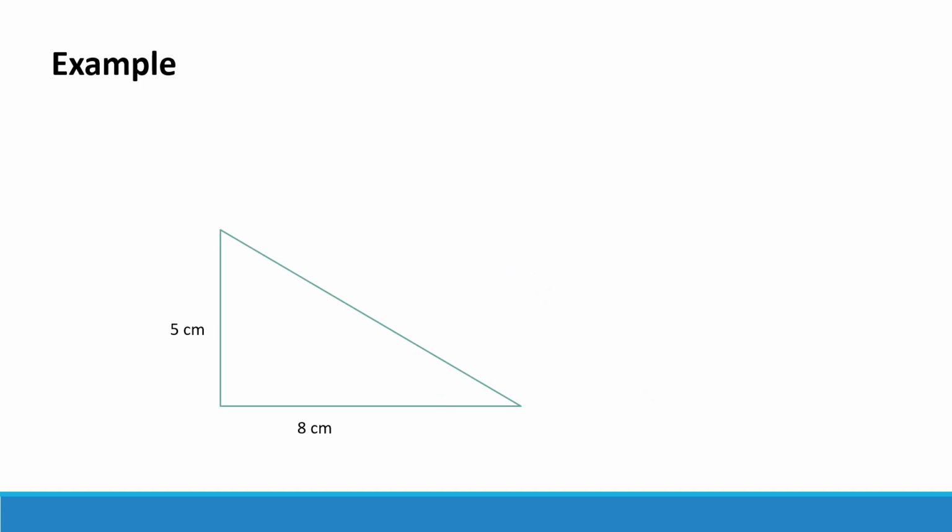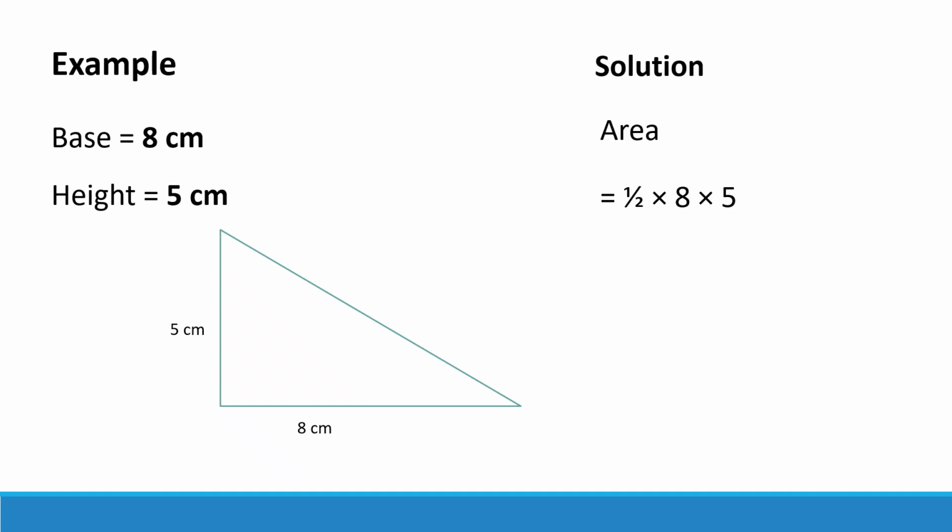Let's try our first example. The base is 8 centimeters and the height is 5 centimeters. We use the formula area equals 1/2 times the base times the height. So we substitute the values. 1/2 times 8 is 4. Then 4 times 5 equals 20. Therefore, the area is 20 square centimeters.